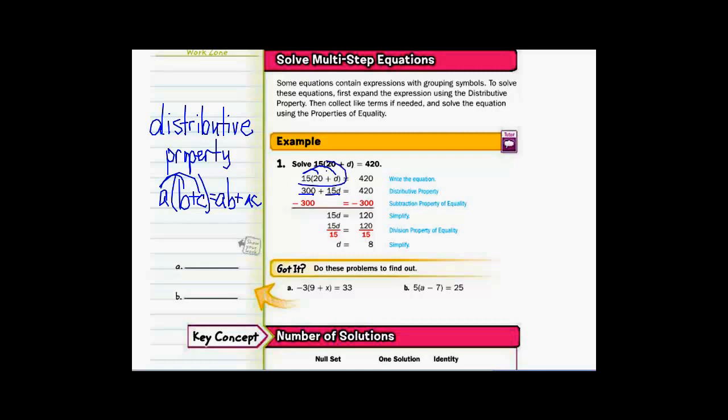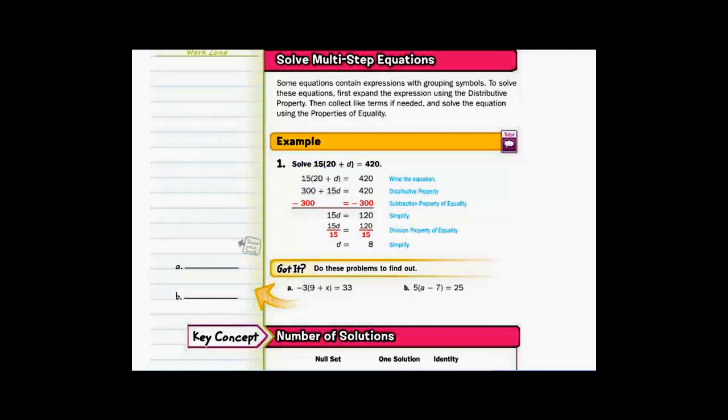This is the only new part. So right here, you're going to distribute. Right here, you're going to distribute. So I want you to go ahead and pause, try those, and come back and we will work them together.